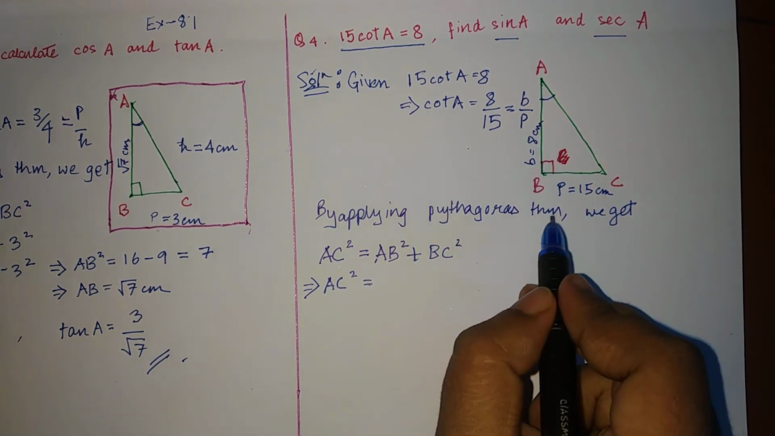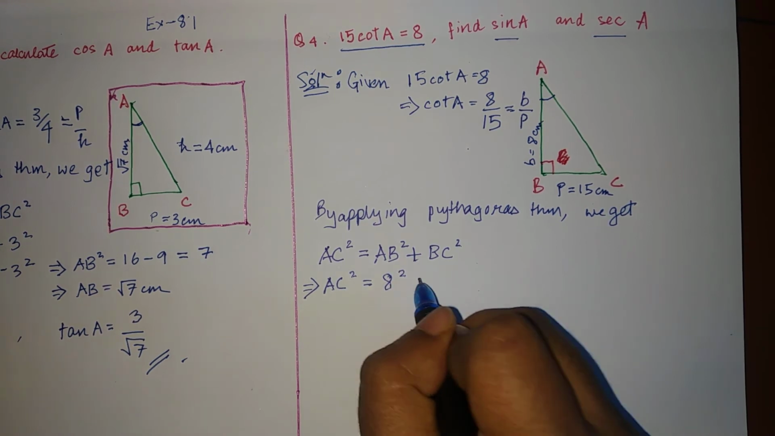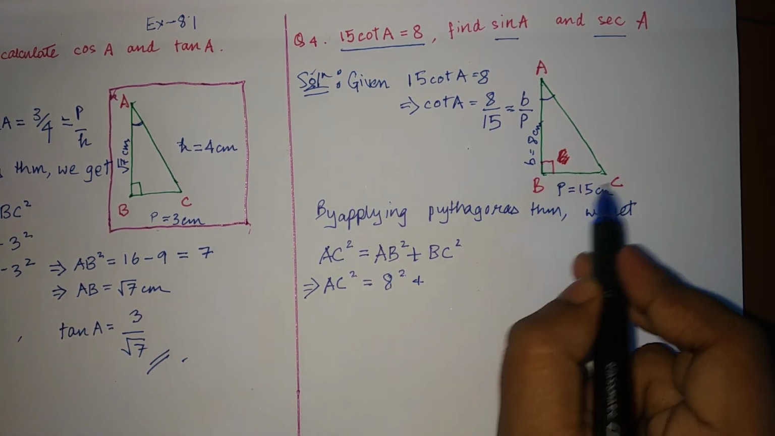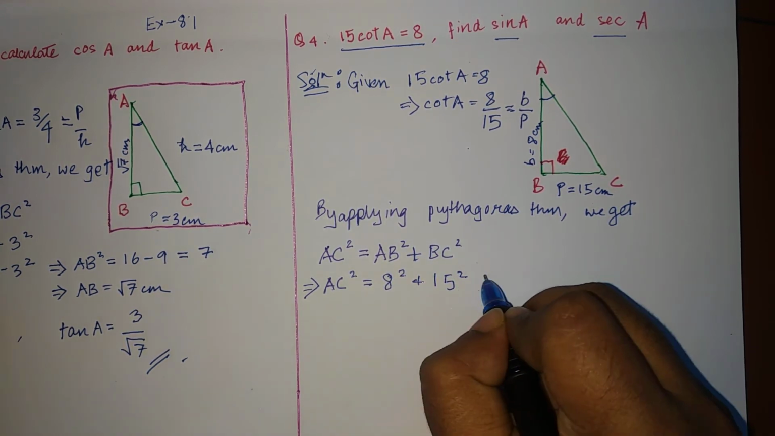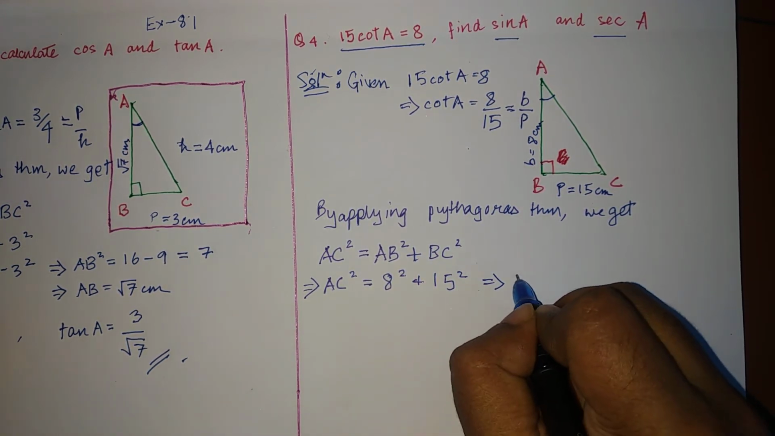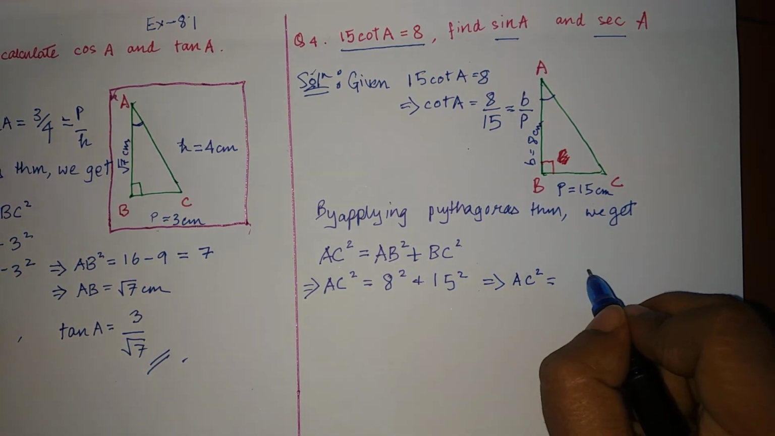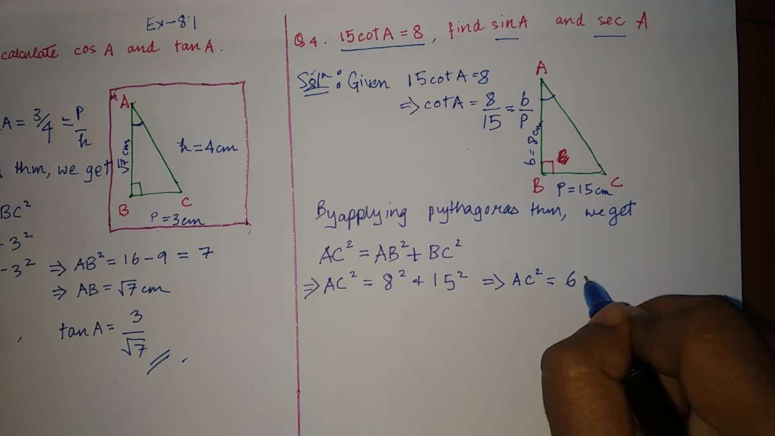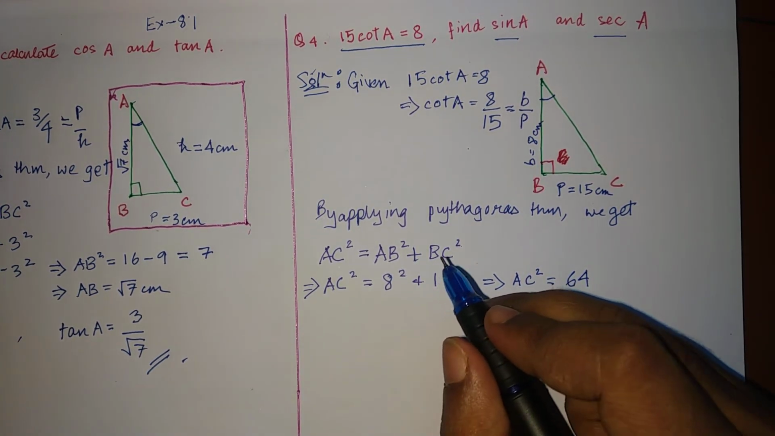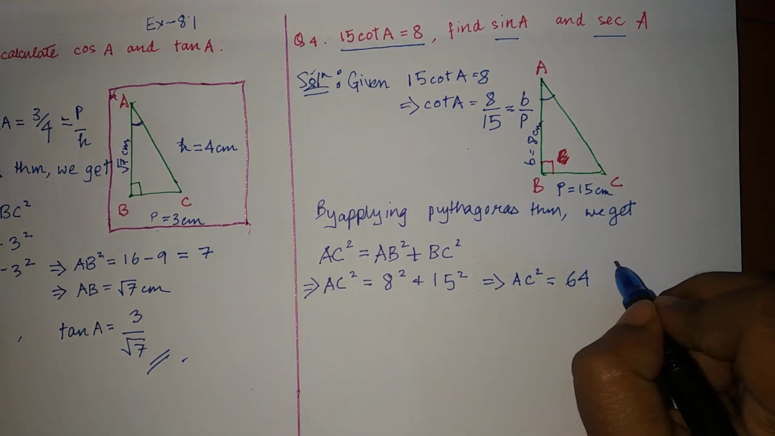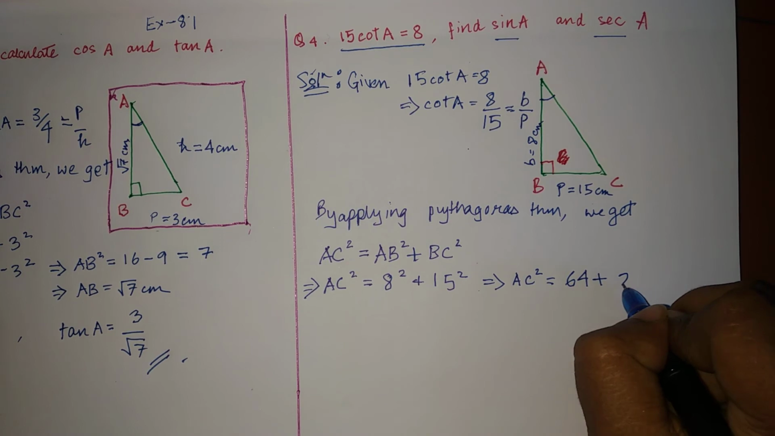What is the value of AB? It's 8. So AB squared is equal to 8 square. What is the value of BC? It's 15. So BC square is equal to 15 square. Now write AC as AC. What is 8 square? It's 64. Students, always learn the squares of the numbers from 1 to 25. It will be very helpful for you. Plus, what is the square of 15? It's 225.